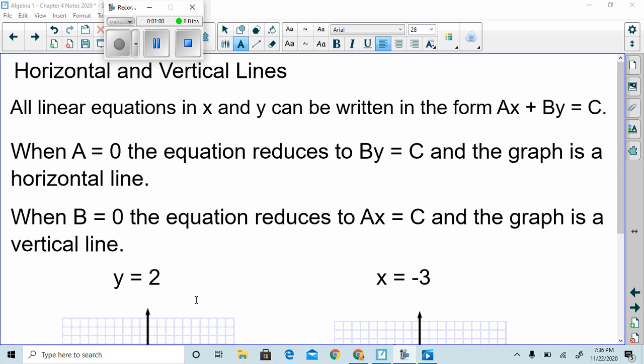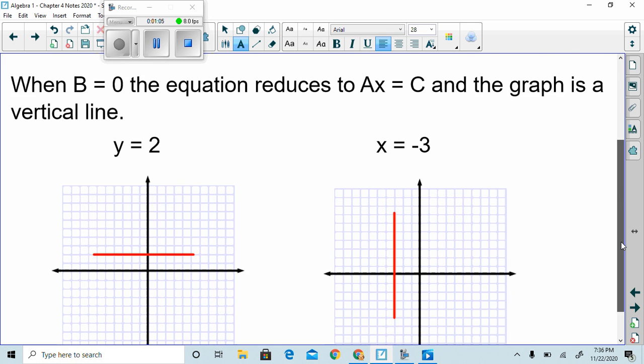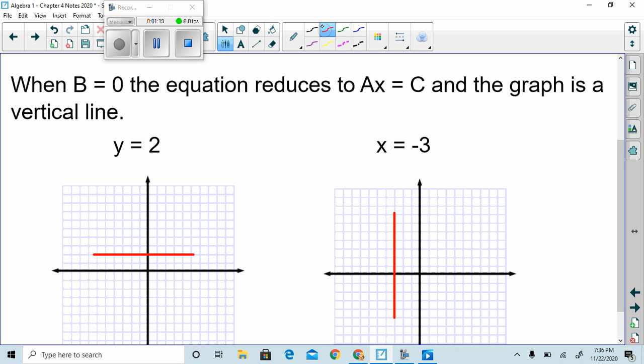Let's take a look at an example of y is equal to 2. And as mentioned above, the graph of this is a horizontal line. So as we're looking at this, we're trying to figure out how that is true. Let's talk about some of the points. It says that y is equal to 2, which means it's a constant, and it's always going to be 2. So let's look at some of the ordered pairs that are graphed here.